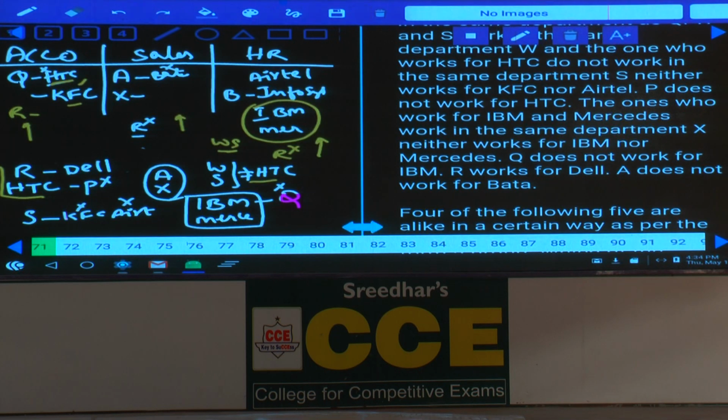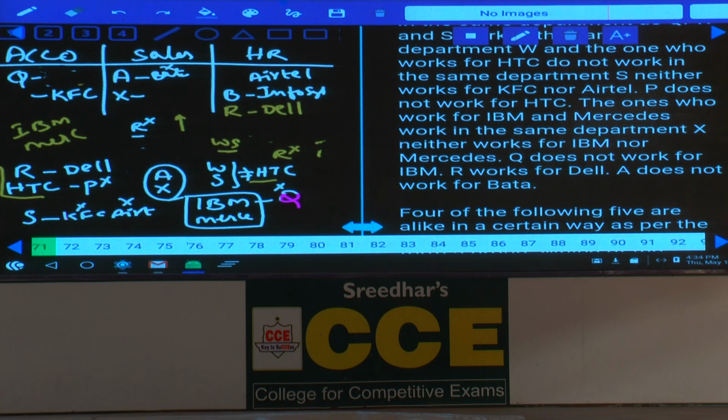And this IBM and Mercedes cannot be at this place. If IBM and Mercedes cannot be here, then IBM and Mercedes must be here, and R must be where? R and HDC must be in the HR department. Done with this? Now, R and HDC are in the HR department. Now, this is IBM and Mercedes. Then, R and HDC at this place. R is working in Dell, clearly given. Now, we have fixed R as working in Dell.